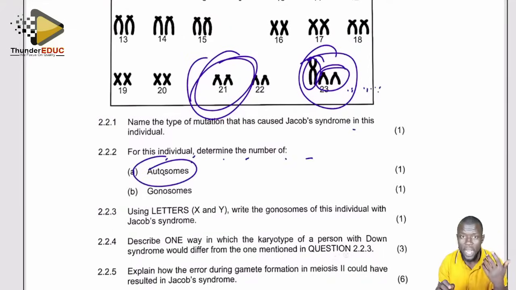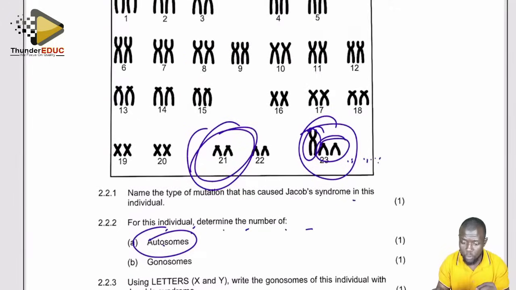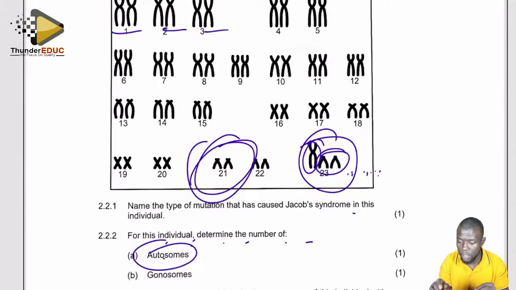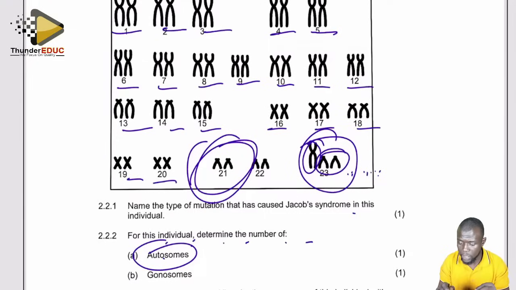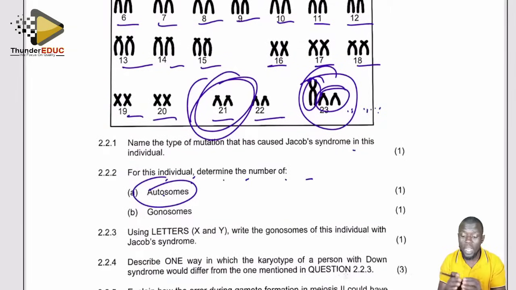Remember, autosomes are the chromosomes which are not sex chromosomes. So I'm going to count them out: 1, 2, 3, 4, 5, 6, 7, 8, 9, 10, 11, 12, 13, 14, 15, 16, 17, 18, 19, 20, 21, 22. Guys, always count them, because sometimes there is one where there are 3 of them. So autosomes, there are 22 pairs.